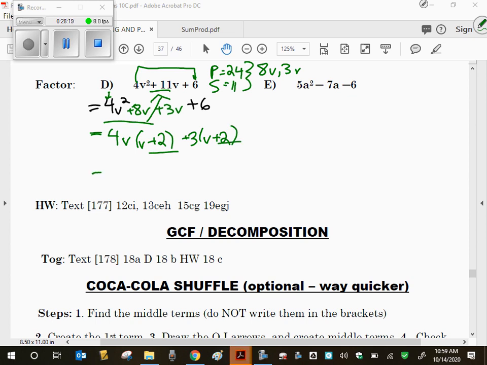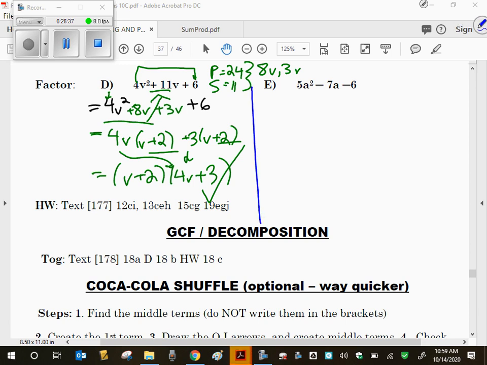Take a 3 out. That matches. And now the v plus 2 is the common binomial. You take it out, just like you take a 5 out. And you're left over with 4v plus 3. Anybody check that using FOIL? Yep. All right, I believe you. The check works.